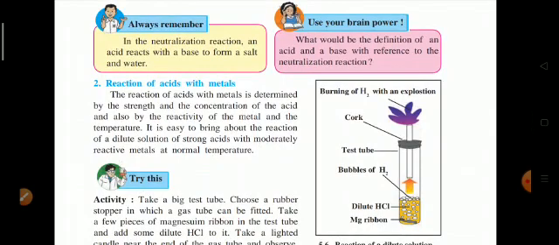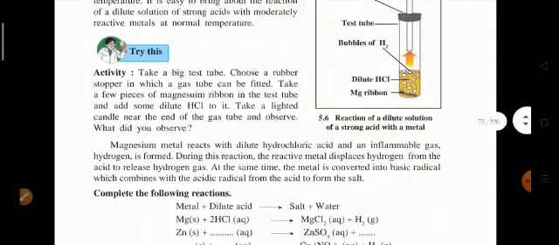We have a test tube here with a cork, with bubbles of H2 forming, with dilute HCl and Mg, that is magnesium ribbon. Magnesium metal reacts with dilute hydrochloric acid and an inflammable gas, hydrogen, is formed. During this reaction, the reactive metal displaces hydrogen from the acid to release hydrogen gas, and you can say that Cl, that is chlorine, remains. At the same time, the metal is converted into a basic radical, which combines with the acidic radical from the acid to form the salt.